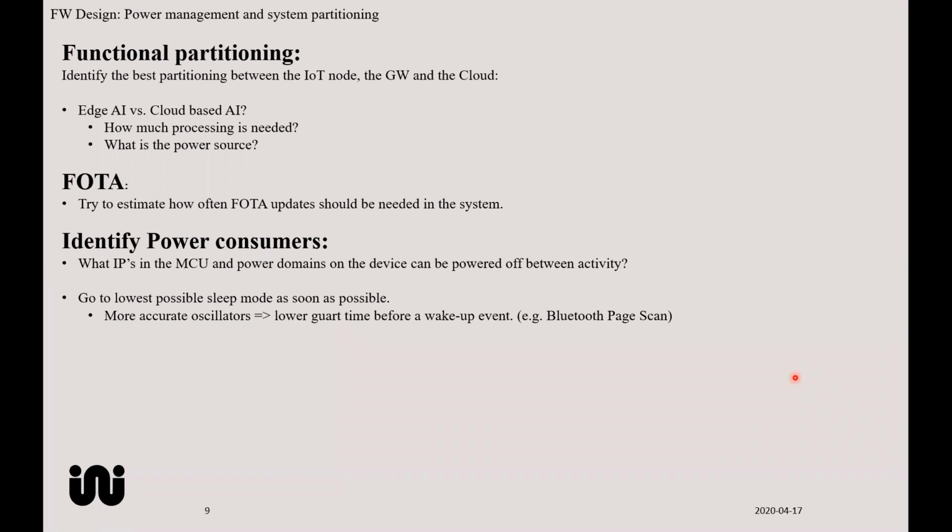Another thing that makes a big difference over time, if you look over a year or many years of operation, is the accuracy of the RTC oscillator. If you look, for example, at Bluetooth, you have a paging interval. Each and every device needs to listen for a paging and listen whether it's getting paged or not. And if it's not paged, then you can go back to sleep again until you need to wake up for the next paging interval.